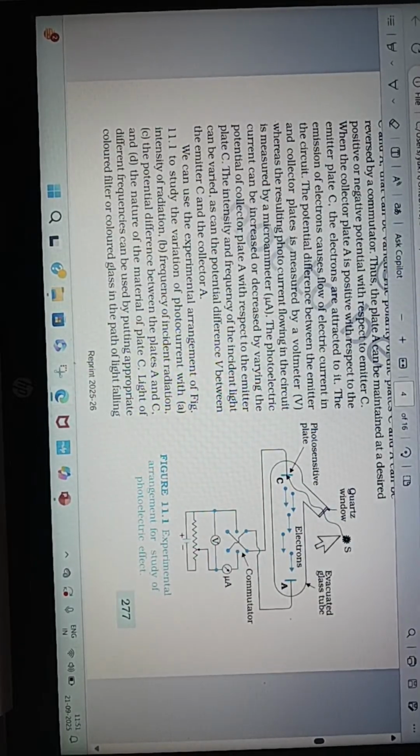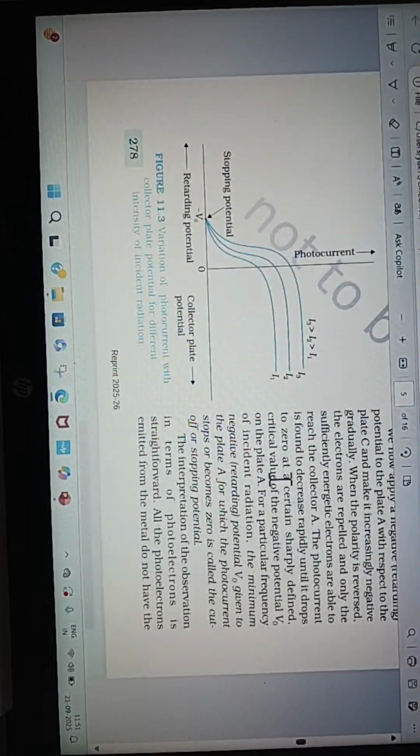Okay. If the intensity is increasing, what will happen? Will the number of electrons increase or decrease? Increase, sir. Directly proportional. So the stopping potential will increase. That's why you see the graph here. What are I1, I2, I3? I don't know, sir. That's why I told you to read this. You have not read this.